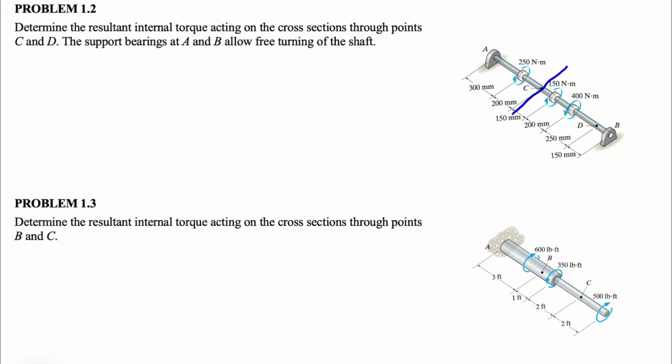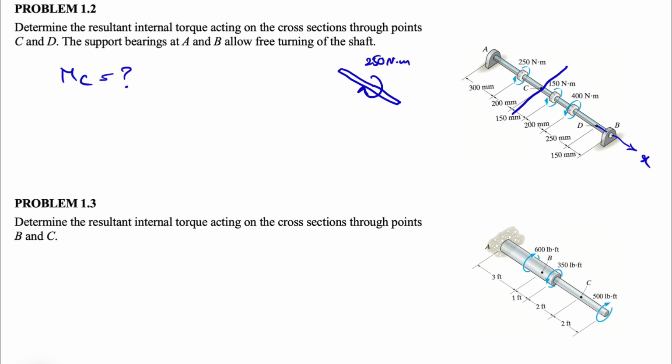We can call this axis maybe X. So we are trying to find the moment about point C, and we have to figure this one out. But how are we going to find that? So we're going to go with the left portion of the shaft. So we will have something like this in here, and we have this moment of 250 Newton meter.